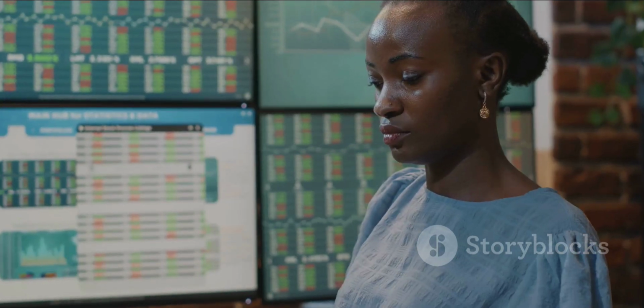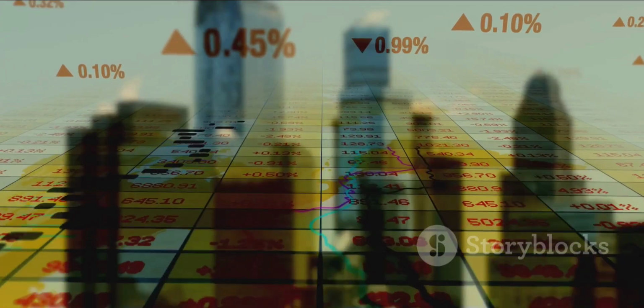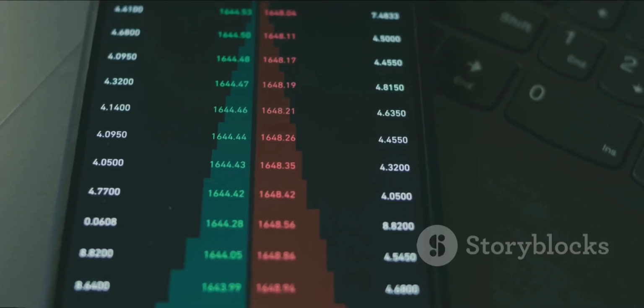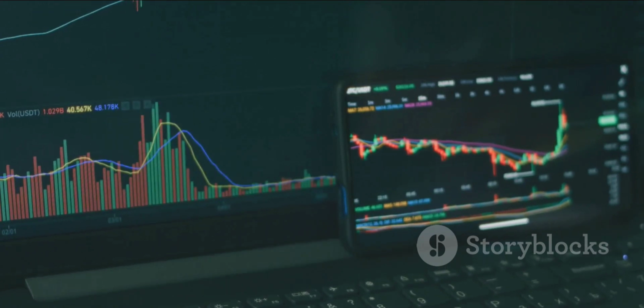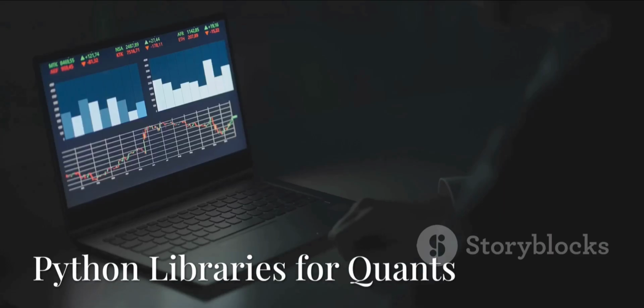You will see the Sharpe ratio, which measures risk-adjusted return. You will understand the frequency of trades and the average profit per trade. These details paint a complete picture. They allow you to compare different strategies on a level playing field and choose the one that best fits your risk tolerance and financial goals.